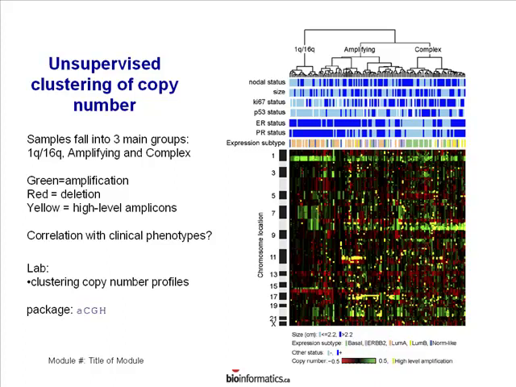And then here you have this group. Here's chromosome 17 again, and here are high-level amplifications of ERBB2. All these patients have ERBB2 amplification, and they get grouped together.